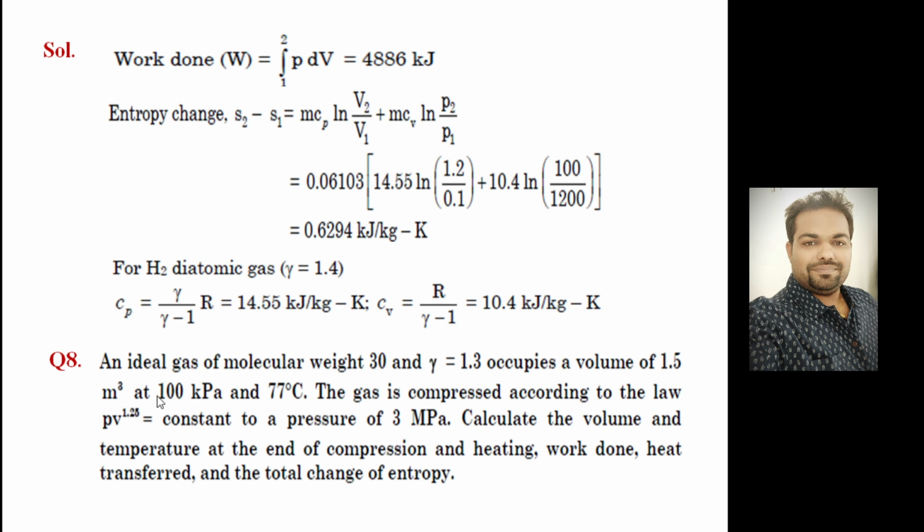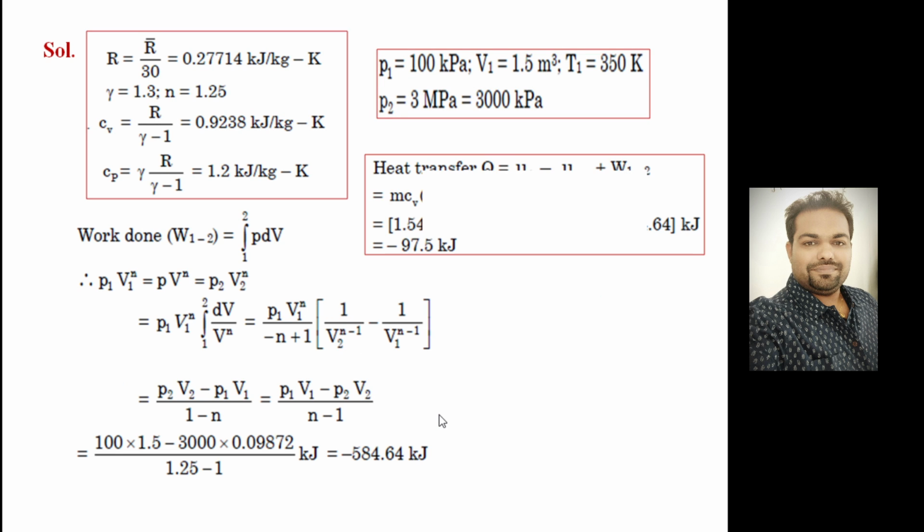So look at the parameters. Here is the initial volume, initial pressure, initial temperature, and final pressure is given. Now the question will arise, where is the T2? T2 can also be calculated by using the isentropic relation. T2 by T1 is equal to P2 by P1 to the power gamma minus 1 upon gamma. So P2 and P1 are given and T1 is given, so T2 can be calculated. This you need to do from your end. So find the T2, then substitute the value of T2 here.